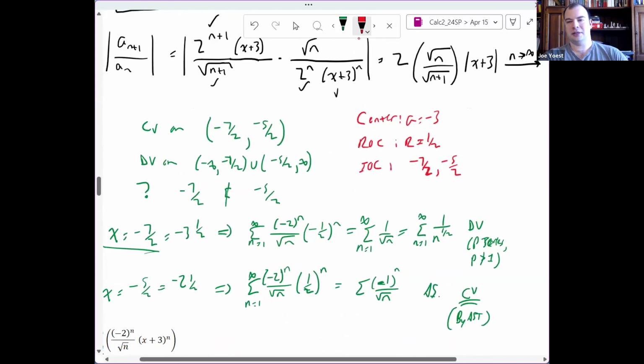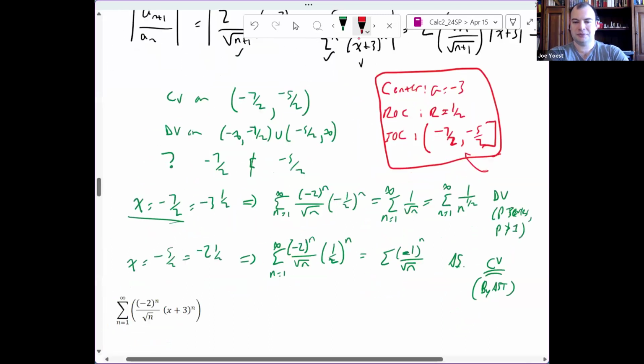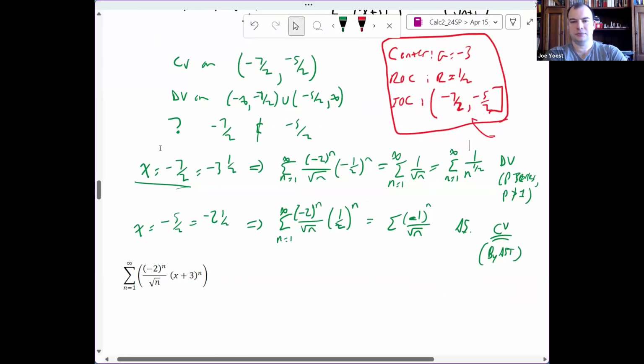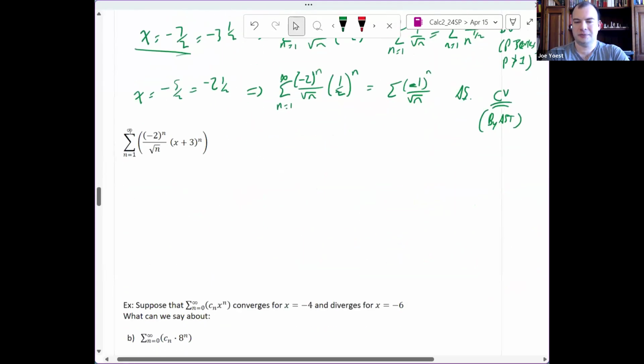I diverge at the left endpoint, so I don't include that. I converge at the right endpoint, so I will include that. Or this interval, open negative 7/2 to closed negative 5/2, is the domain for my function. Any questions so far?